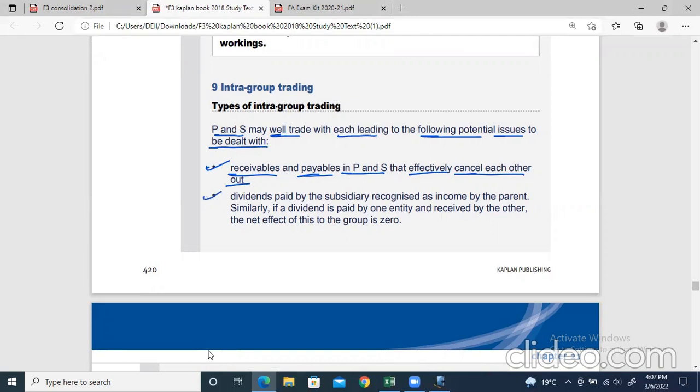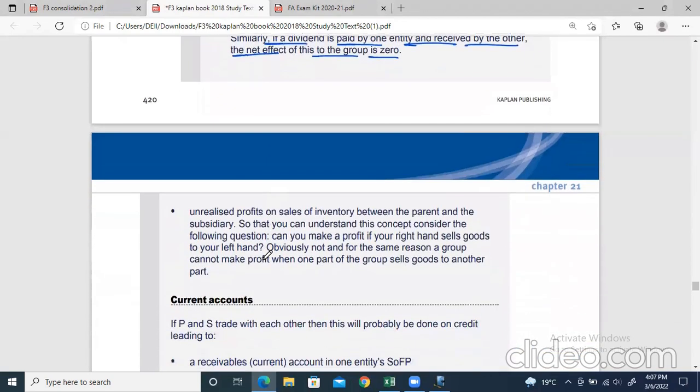Okay. Now, dividends paid by the subsidiary recognized as income by the parent. Similarly, if a dividend is paid by one entity and received by the other, the net effect to the group is zero, right? So the same thing is happening, like receivables and payables also have a net effect of zero. So instead of including that, we just eliminate it, so that receivables and payables balances do not overstate or understate. We just eliminate them on the safe side, right?